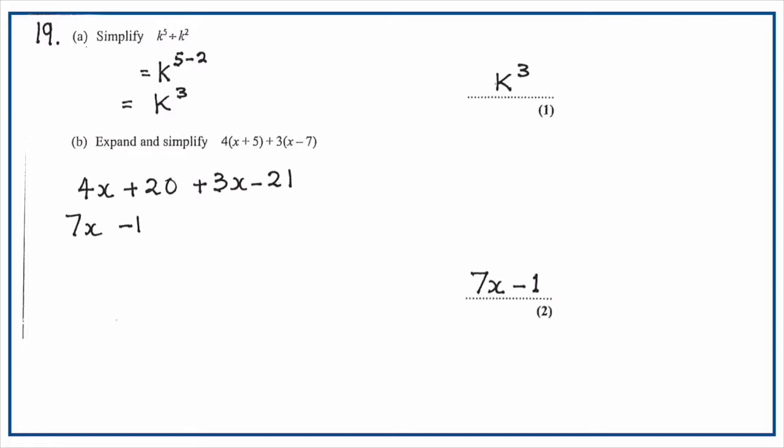4x plus 3x is 7x. Plus 20 minus 21 is minus 1, because when these signs are opposite, you subtract and keep the sign of the bigger number. 21 is bigger than 20, so we keep its sign. Its sign is minus. So the answer is 7x minus 1.